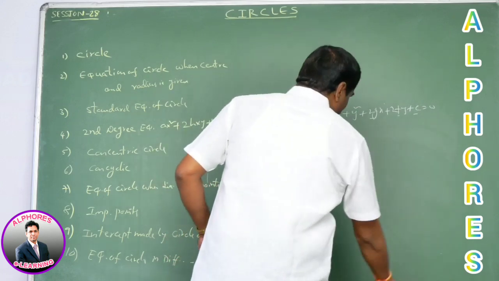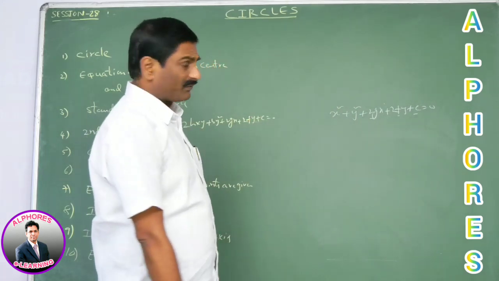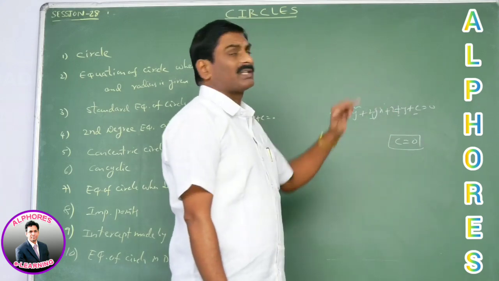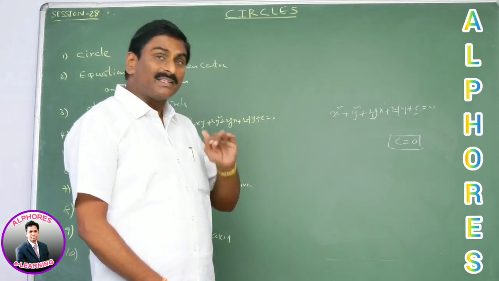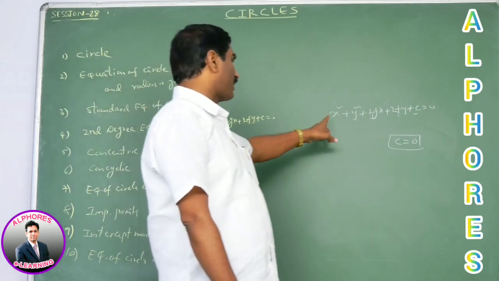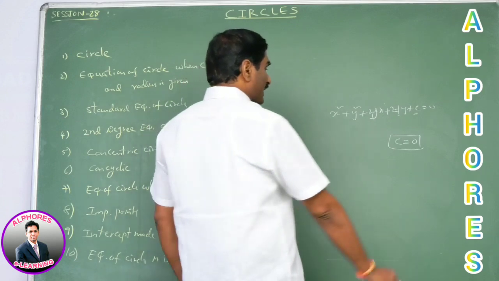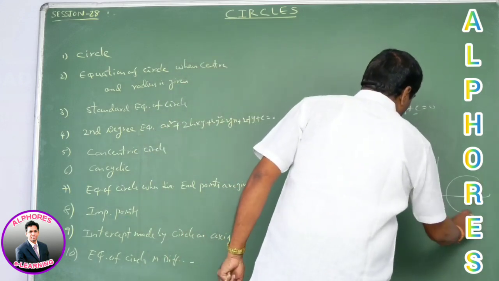If the circle passes through origin, what is the condition? If the circle passes through origin, then c is equal to 0. Substitute the value 0 comma 0 in this equation, we get c is equal to 0. In this case, the equation of the circle is x square plus y square plus 2gx plus 2fy is equal to 0.